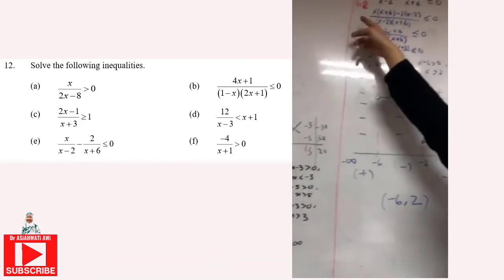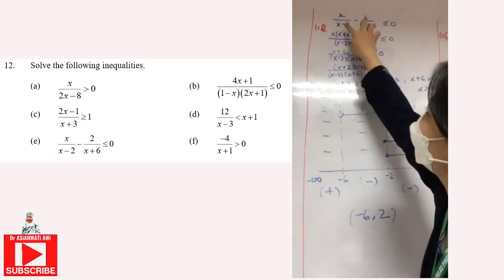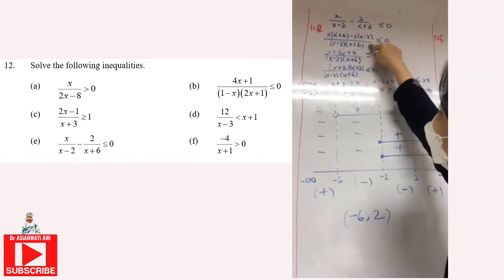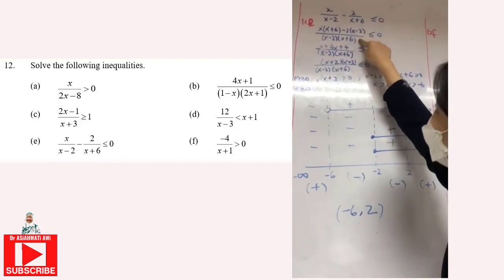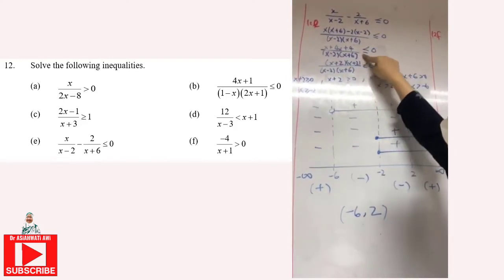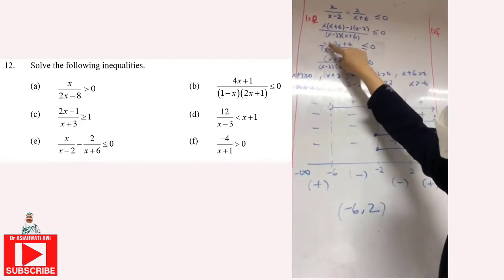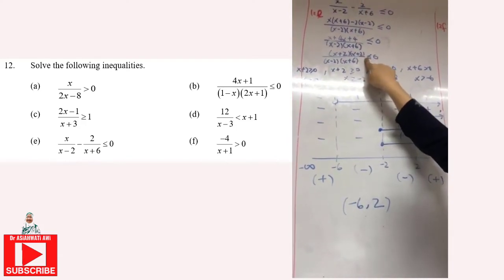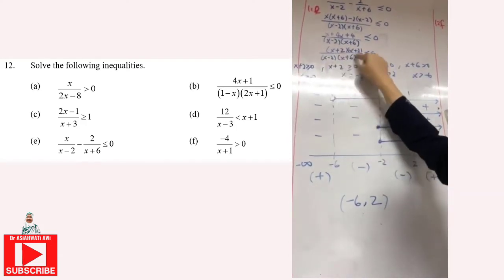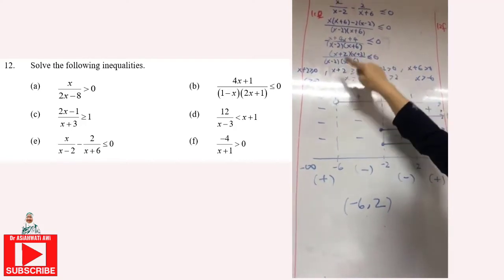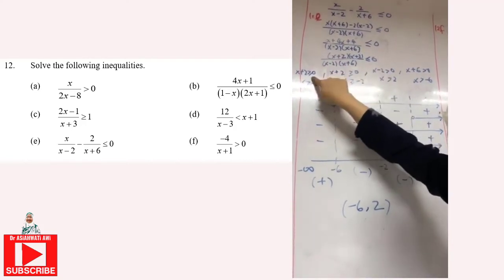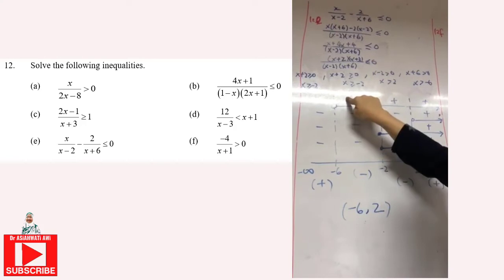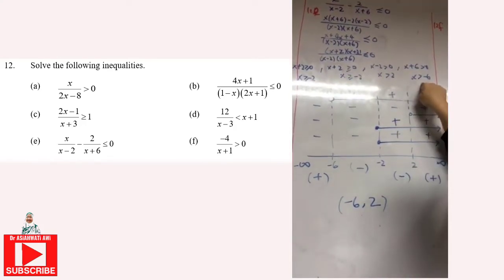So we see the question 12e. We can see that here got two fractions. So in order to get one fraction only, we make it become the same denominator. So we get this answer. We factorize this x squared plus 4x plus 4. Let all the factors larger than 0, but this equal we only put at the numerator and doesn't have the equals. So we get 4 answers.